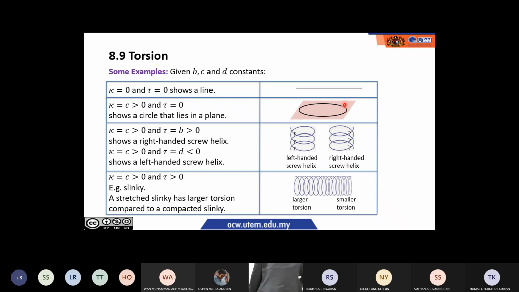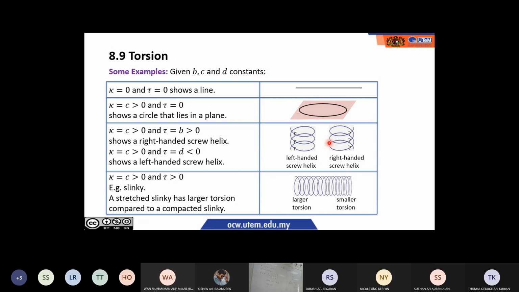Maybe for those who attend the online class: this one is the right hand in this direction, and it goes up. This is the right-handed screw helix. So the particle will move in this direction and go up. The constant torsion means the distance between two circles is always the same.